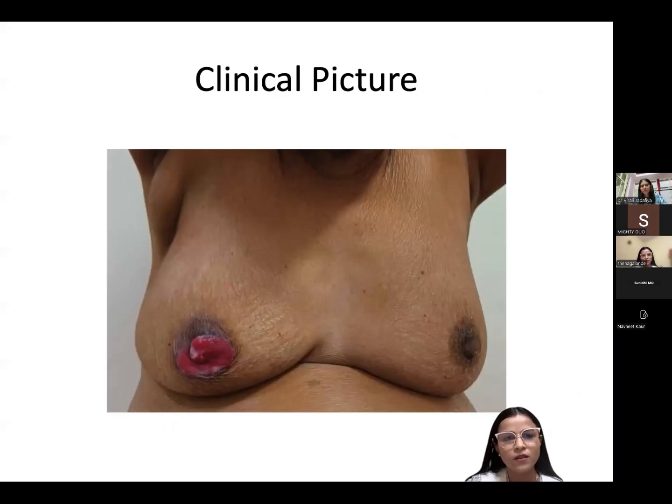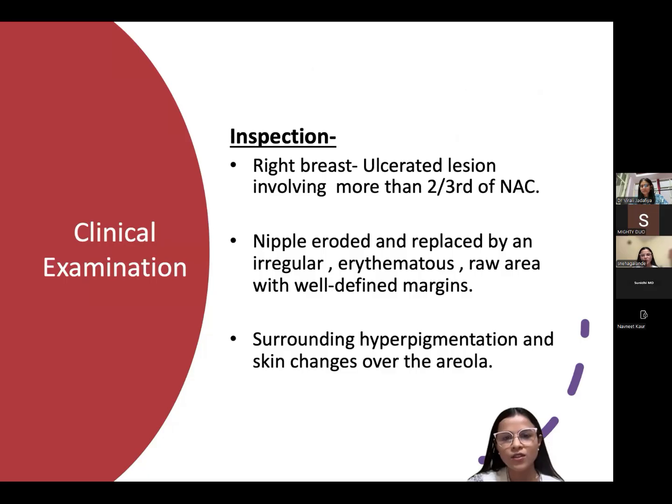This was her clinical picture when she presented to us. As is evident in this picture, there was an ulcerated lesion involving more than two-thirds of the nipple areola complex of the right breast, and the nipple was completely eroded and replaced by an irregular erythematous raw area with well-defined margins, and there was surrounding hyperpigmentation and skin changes over the areola.